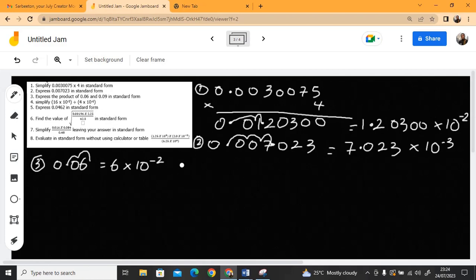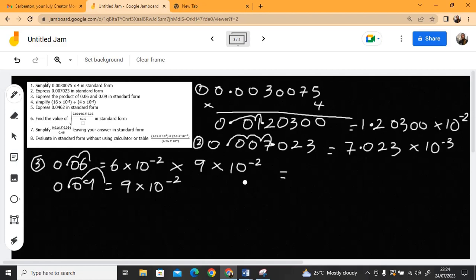Product means times. The second one also is 0.09. We move twice, 1, 2. When I move twice, that will be 9, because my point is at 9 here. You don't need to write anything else. That is 10 raised to the power of what? Minus 2. So this one will be 9 times 10 raised to the power of minus 2.